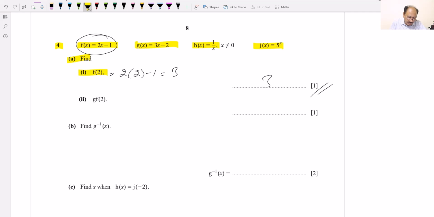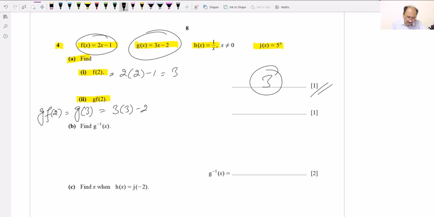Now the second part says g of f of 2. F of 2 we have calculated, which is 3, so we will take g of 3. We can write g of f of 2 is equal to g of 3, and g of x is this one, so we will replace x by 3 and we will get 9 minus 2, which is 7. So our answer will be 7 for 1 mark.